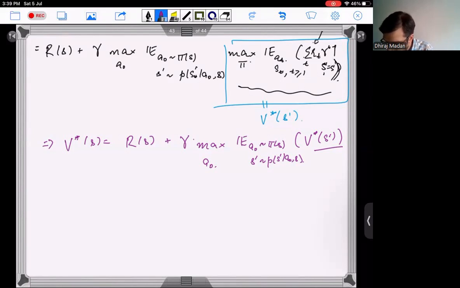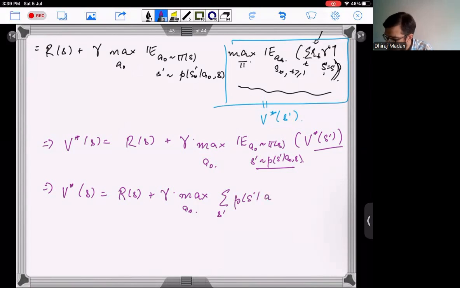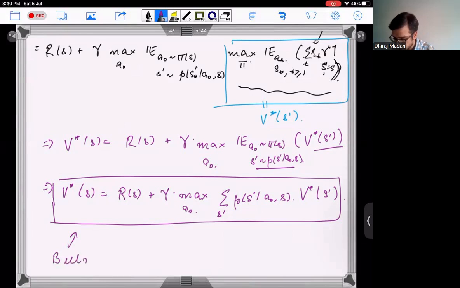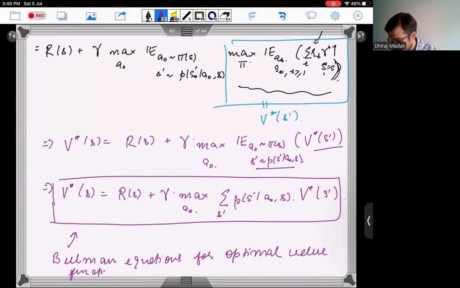Now it's very similar to what we had earlier, except that there is a max over A naught, and this expectation I can compute as before as the sum over S prime of P of S prime given A naught and S, times V star of S prime. So this is what my V star of S is going to look like. This equation is now the Bellman equation for the optimal value function V star. This is the set of Bellman equations, one for each state, for the optimal value V star.